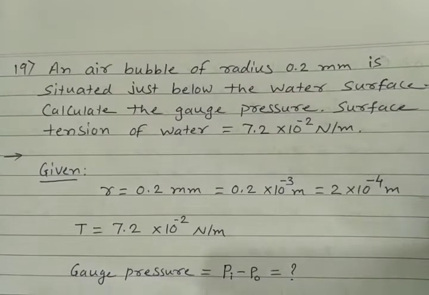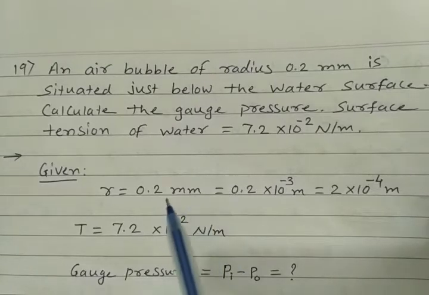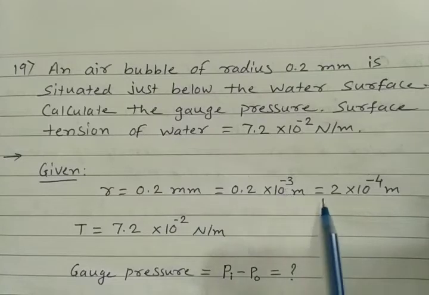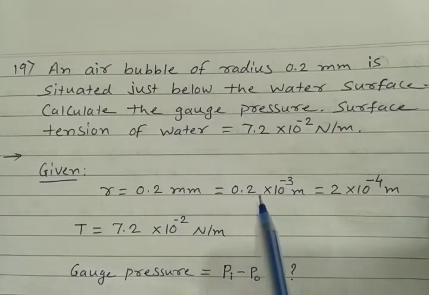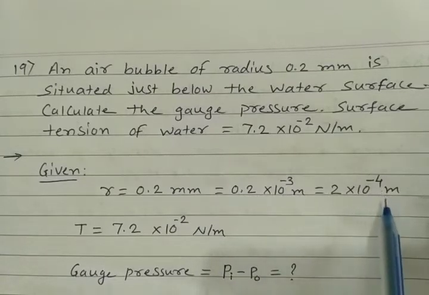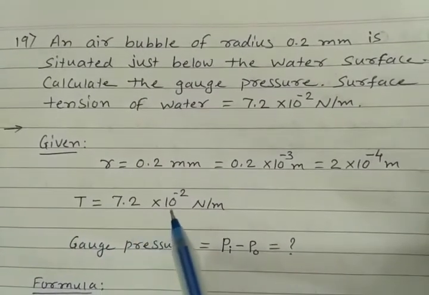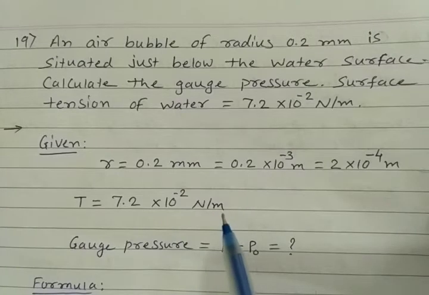Now what is given? We have radius 0.2 millimeter, converted into meter. So it is 0.2 into 10 raised to minus 3 meter. So again shifting this decimal point, we have 2 into 10 raised to minus 4 meter. The surface tension is 7.2 into 10 raised to minus 2 Newton per meter.